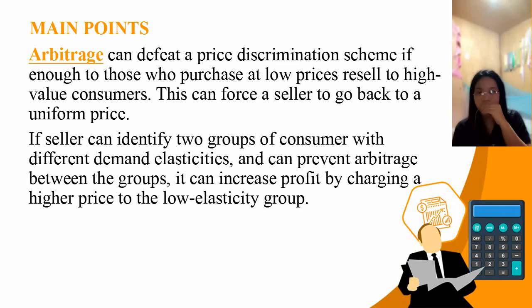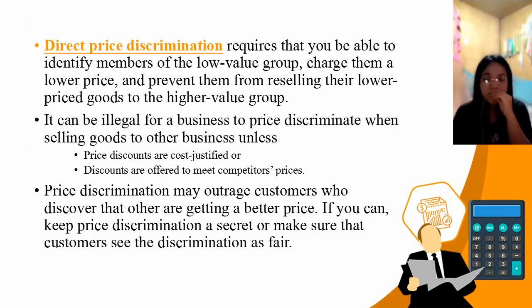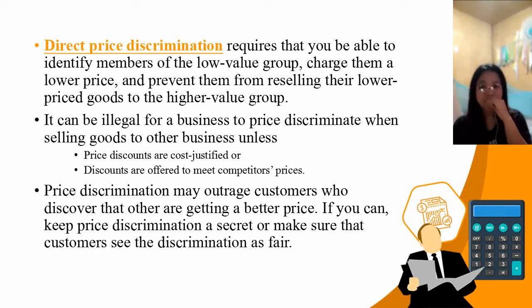Direct price discrimination requires that you be able to identify members of the low-value group, charge them a low price, and prevent them from reselling their lower-priced goods to the higher-value group. It can be illegal for a business to price discriminate when selling goods to other businesses, unless price discounts are cost-justified or discounts are offered to meet competitors' prices. Price discrimination may outrage customers who discover that others are getting a better price. If you can, keep price discrimination a secret or make sure that customers see the discrimination as fair.